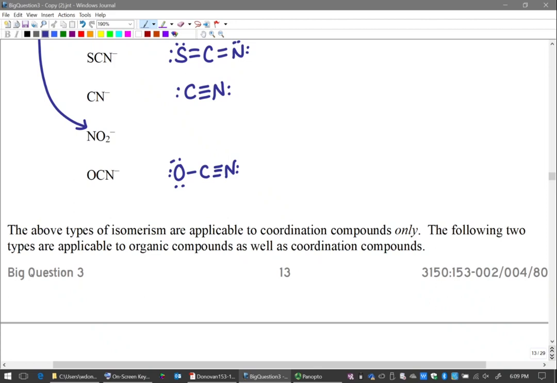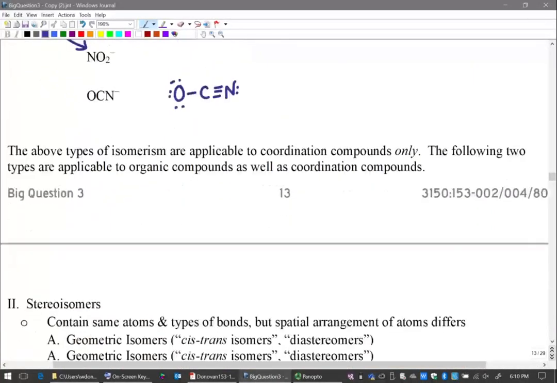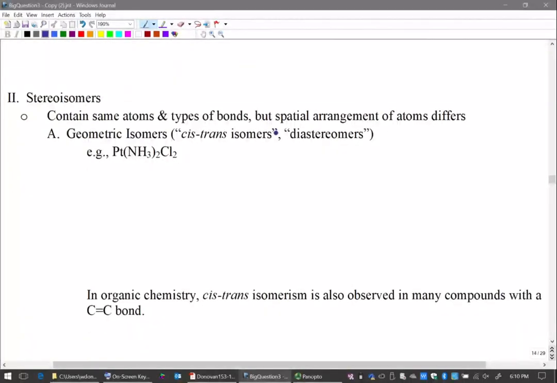The next two kinds of isomerism that we're going to talk about are applicable to not only coordination compounds, but also to organic molecules. And that's why in the syllabus it mentions, while we're doing this stuff in Chapter 23, to also look at section 15.2. That's where the organic chemistry is in chapter 15 at a superficial level. And 15.2 has some information about these two kinds of isomerism. It's also in chapter 23, but in the context of organic compounds, it's in section 15.2. So it's worth mentioning because these two kinds of isomerism apply to organic molecules as well as transition metal compounds.